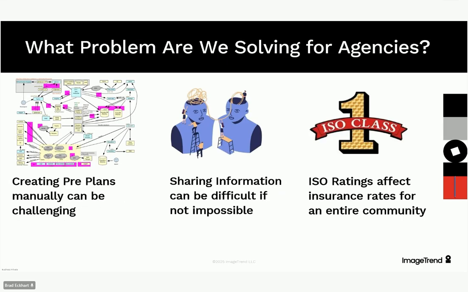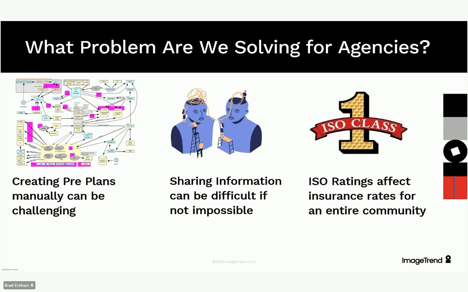So what are we doing? We're creating pre-plans manually. That can be challenging. Maybe we've got Visio, we've got binders, maybe we've got a share drive that we're pulling pre-plans out of. We've really seen a wide gamut of possibilities, right? Maybe there's another software package out there that has pre-plan information, maybe in a GIS layer, but it takes multiple layers of authentication to get to it because there's other sensitive data there. So we really need a way to share that information.